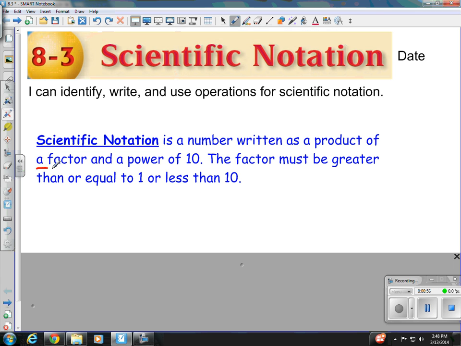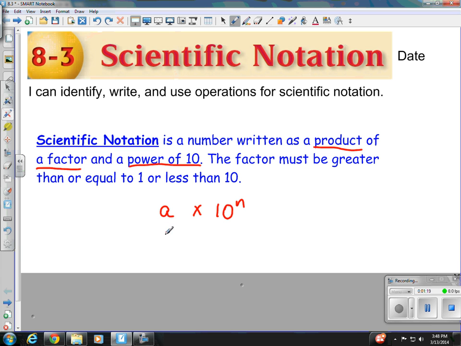So when it says a factor, I'm just going to pick a variable, a. The product means we multiply. In scientific notation, we use the x to show multiplication. This is about the only time of the year I use an x to show multiplication. And a power of 10. So it's like 10 to the nth power, because we don't know what power it is.